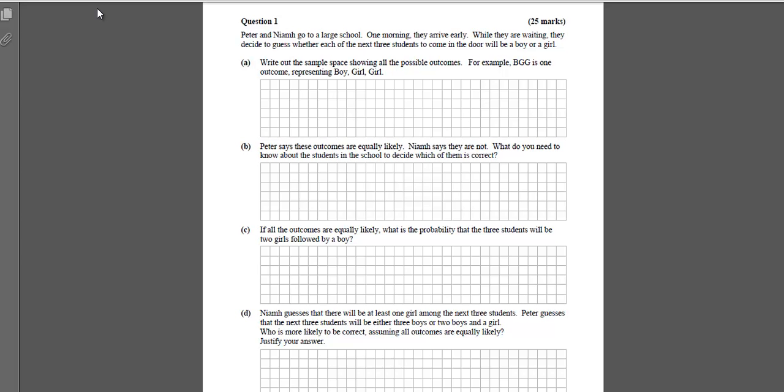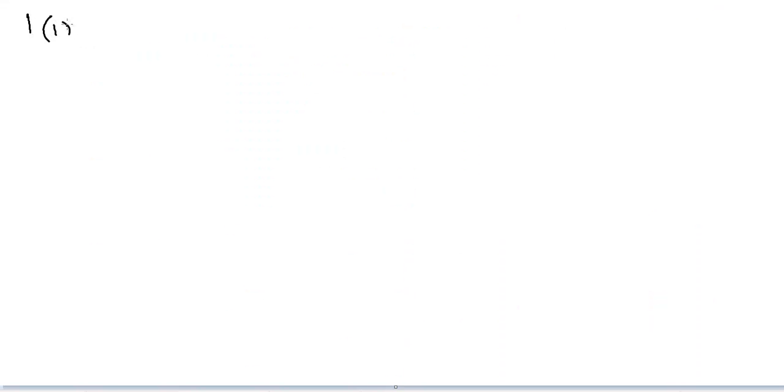So if we're writing B for boy and G for girl, well, each of the 3 people coming in could be a boy or a girl, so it's going to be boy boy boy, boy boy girl, boy girl boy, and so on. So that's all we have to do. So just get started. So question 1, part 1.